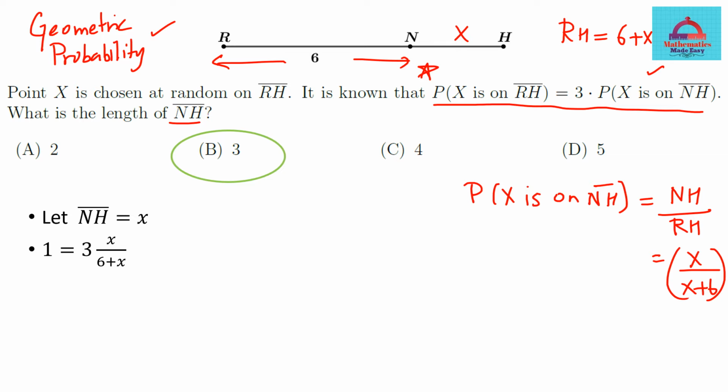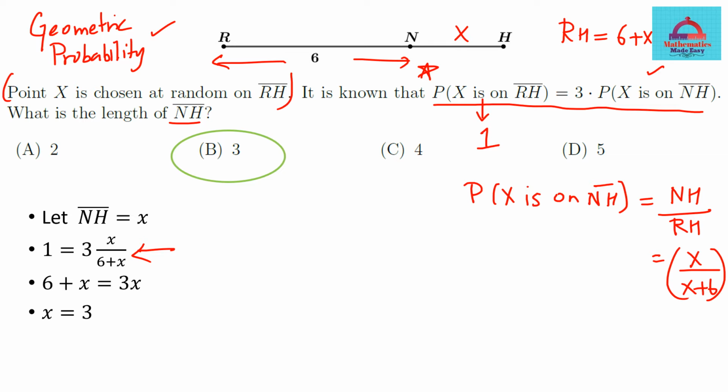So we can plug it now here in this formula for probability that x is on RH. Now because it is given to you in the question, if you read properly, that x is chosen at random on RH, it's a sure event. It is going to happen because the condition is already given. So the probability that x is going to be on RH, because it's a sure event, is going to be 1. So that's why 1 is equal to 3 times, and then we have put in the value. So this step comes from there. Now just simplify, cross multiply both sides, and your x comes out to be 3. So that's how you get the length of NH.